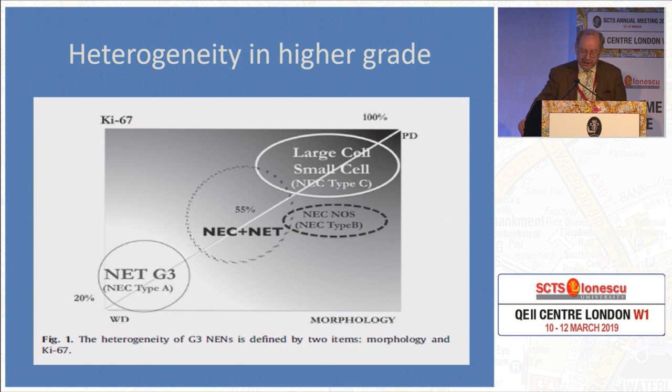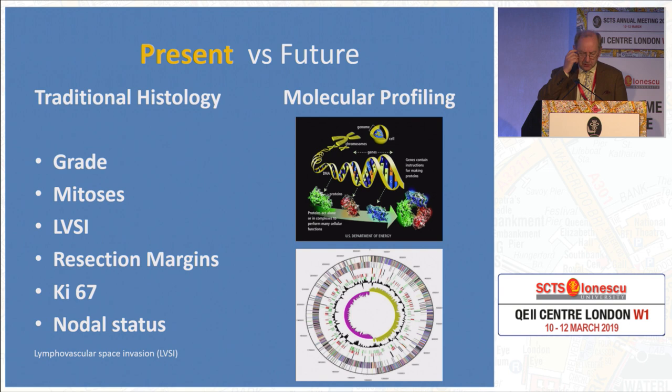Within the large cells, there is a huge heterogeneity, probably explained by this difference between the G3 NET and the G3 NEC. And I suspect that Wass will cover some of this in his talk. Traditionally, we've based our treatment on grade, mitoses, lymphovascular space invasion, and resection margins. Although in lung Ki-67 hasn't been mandatory, it's now becoming accepted.